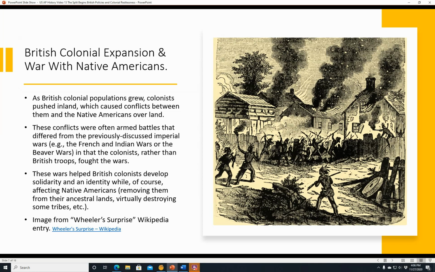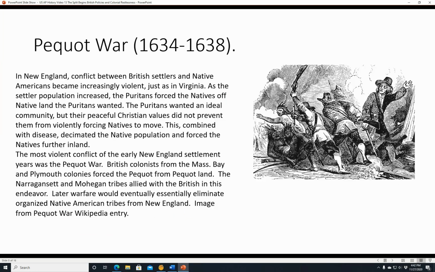These wars helped the British colonists develop solidarity and an identity, while of course affecting Native Americans, removing them from their ancestral lands, virtually destroying some tribes, etc. And this is an image from the Wheeler's Surprise Wikipedia entry. Wheeler's Surprise was a battle in King Philip's Pequot War, 1634 to 1638.